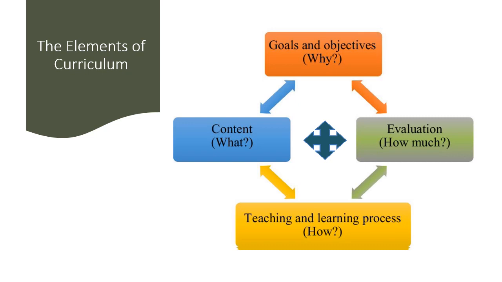You know that any curriculum consists of 6 elements, and the appropriate coordination between these elements would guarantee the success of the curriculum. As you see in the figure, the first element of the curriculum is goals and objectives. This element tries to answer the question, why do the students learn?